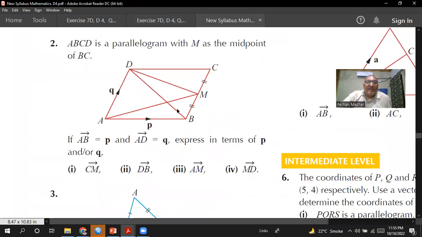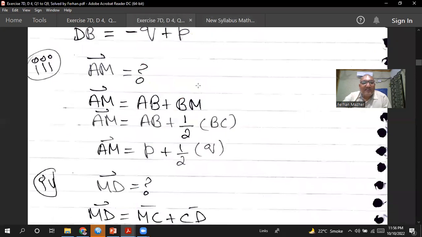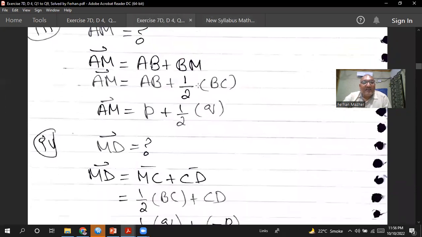Okay. Then they want me to find out the MD. From M, you want to go to D. So there can be many methods. From M, you can go to C, from C you can go to D. From M, you can go to A, from A you can go to D. From M, you can go to B, from B to A, from A to D. So this is called a bypass. Any bypass which you can do will work.